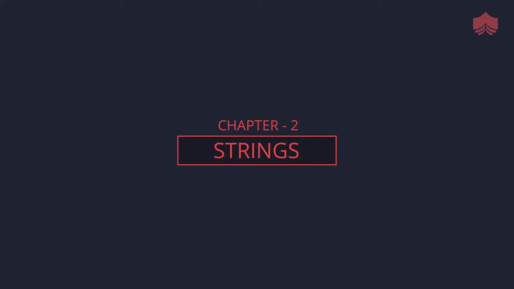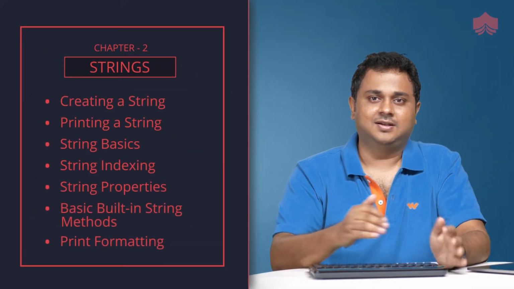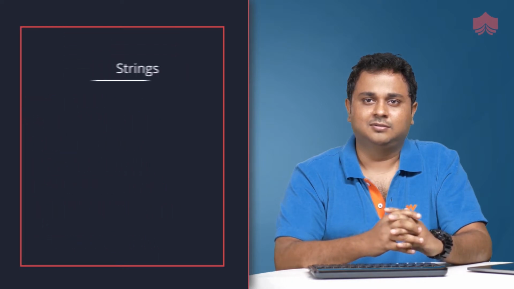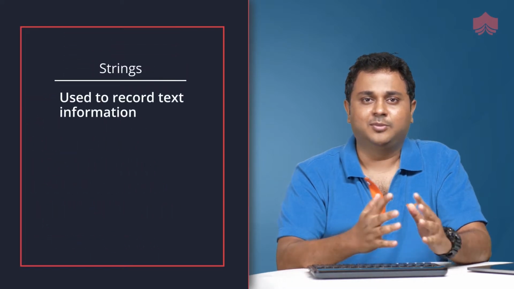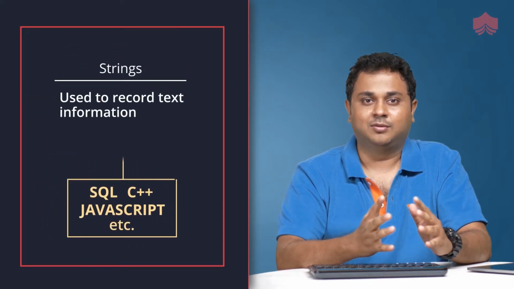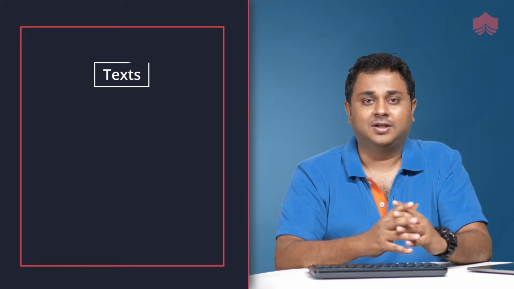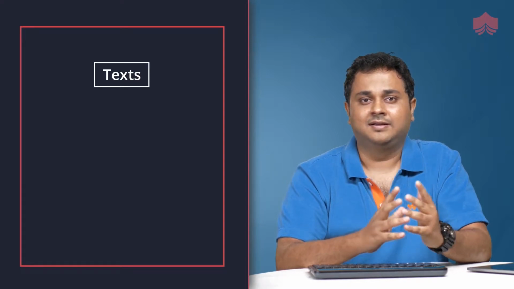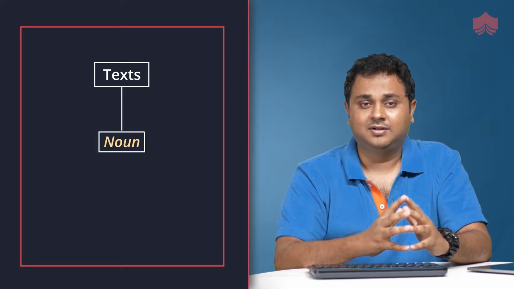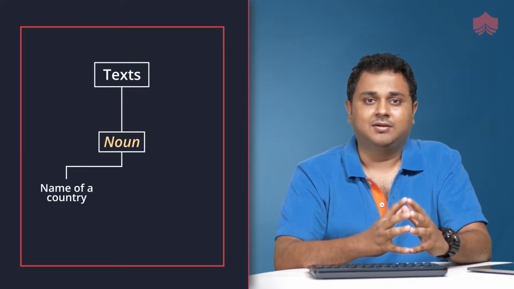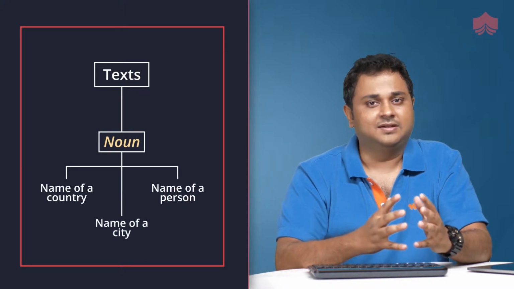Great. Hi everyone, welcome to the first session of Python, and in this session we'll discuss strings. Strings are used in Python to record text information. If you're coming from any other language, you would know what we are talking about. This is something that represents text, but it's primarily used to record anything that's a noun, for example, a name, a country, the name of a person or a city, and so on.